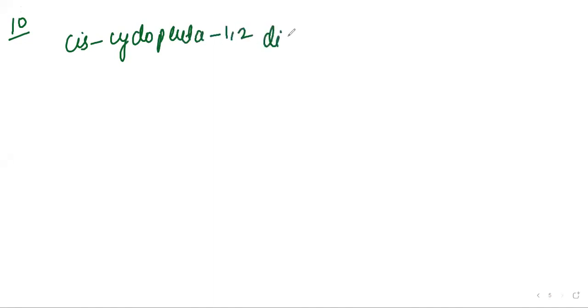Now look at the next, 10th one. Which of the following reagents would distinguish between cis cyclopentane 1,2 diol from the trans isomer? So you have to distinguish. The reagents given are magnesium oxide, aluminum isopropoxide, acetone, ozone. Asked in 2016.